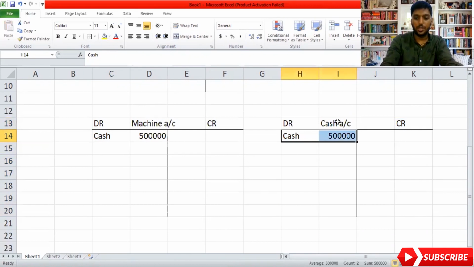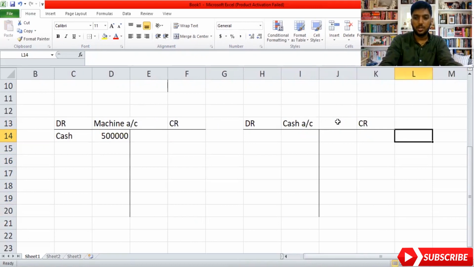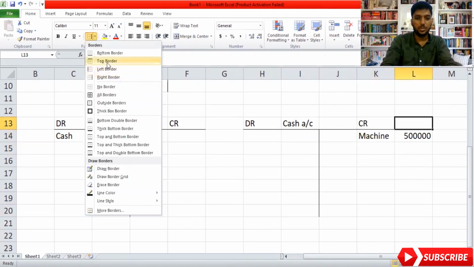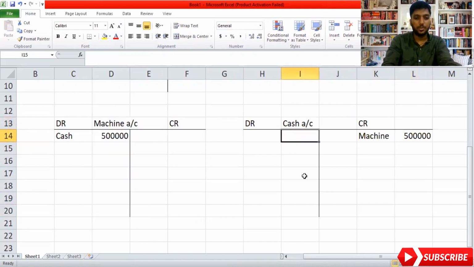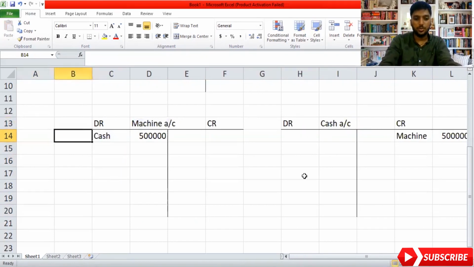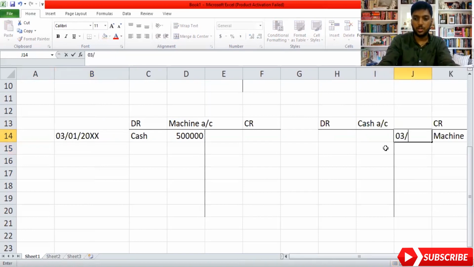Your cash is going out of the business when you are purchasing, so machine will come on the opposite side. So I'll write here machine and 500. Easy, that's how this should work. Now you might see why I have kept some space here. You can write the dates if you want. It was 3rd, 1st, and I don't know what the year was, so I will write it the same way the examiner has given it. And here also I can keep the date, 3rd, 1, 20.